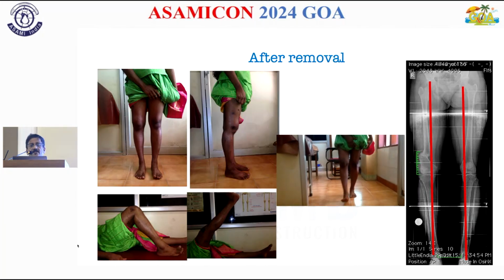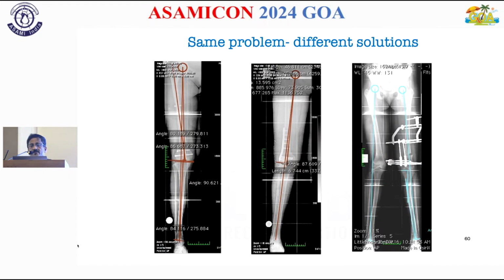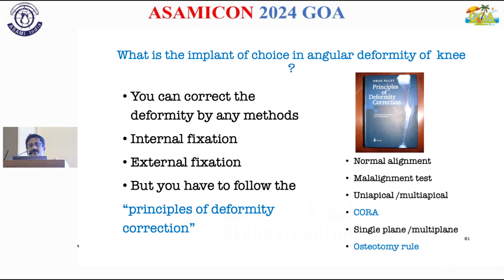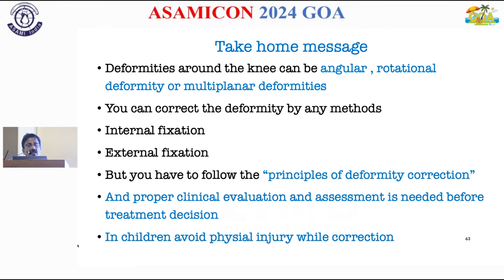This is after the removal of her frame, and all the patients have the same problem, but were treated in different manners. One with a plate, one with a nail, and another with Elizarov. So the question is, which is the best implant to do this deformity correction? You can correct the deformity by any method, internal fixation or external fixation, but you have to follow the principles of deformity correction. If you don't follow the principles, you may end up with a genu varum deformity like this.